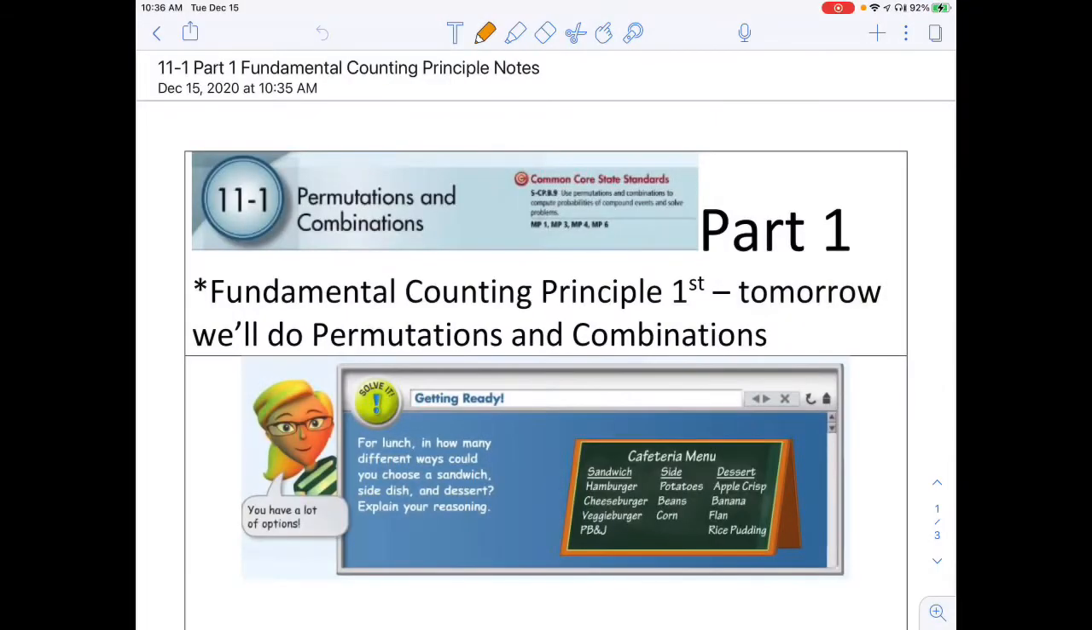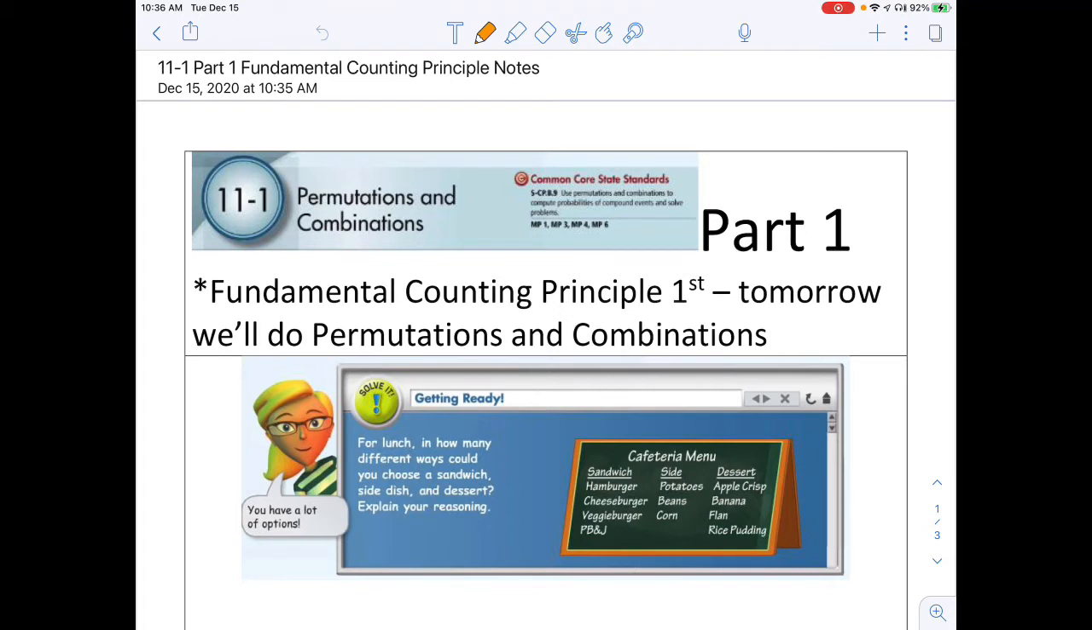Hello, everybody. As we move into a short overview of Chapter 11, we're going to dive into Chapter 11, Section 1, an introduction to statistics. We are going to talk about something called the fundamental counting principle, which will lead into permutations and combinations.